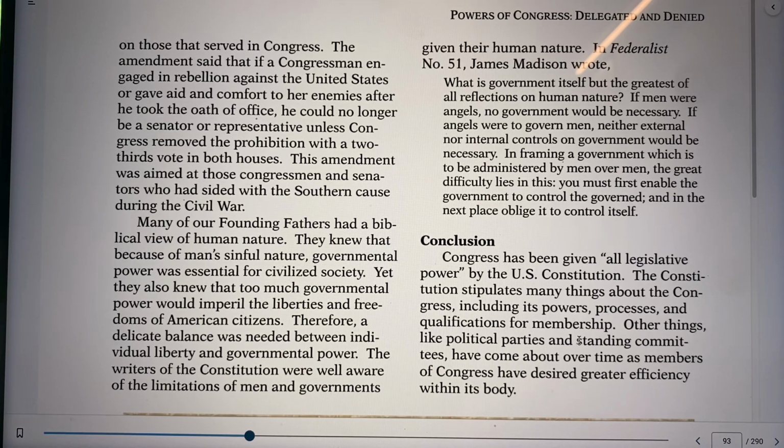Conclusion here. Let's look at this conclusion. Congress has been given all legislative power by the United States Constitution, right? All the laws are written by Congress. The Constitution stipulates many things about Congress, including its powers, processes, and qualifications for membership. Other things like political parties and standing committees have come about over time as members of Congress have desired greater efficiency within its body.